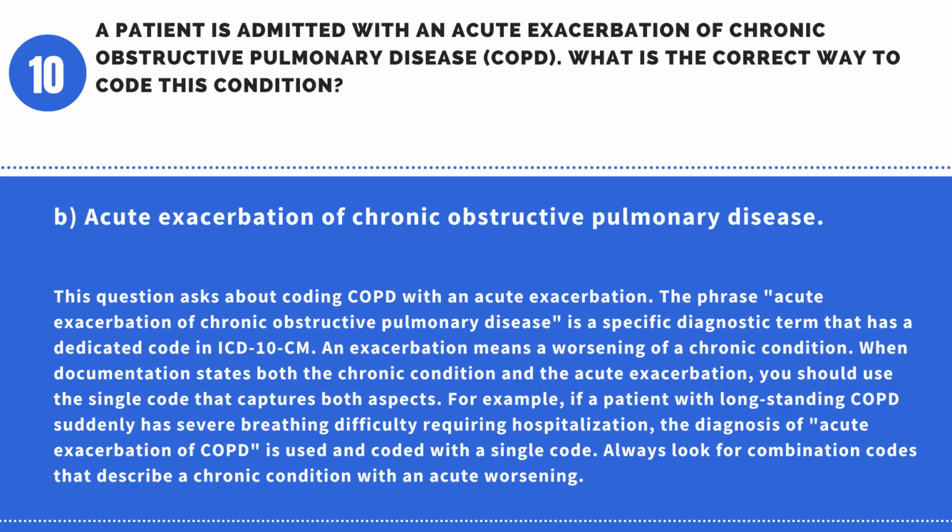When documentation states both the chronic condition and the acute exacerbation, you should use the single code that captures both aspects. For example, if a patient with long-standing COPD suddenly has severe breathing difficulty requiring hospitalization, the diagnosis of acute exacerbation of COPD is used and coded with a single code. Always look for combination codes that describe a chronic condition with an acute worsening.